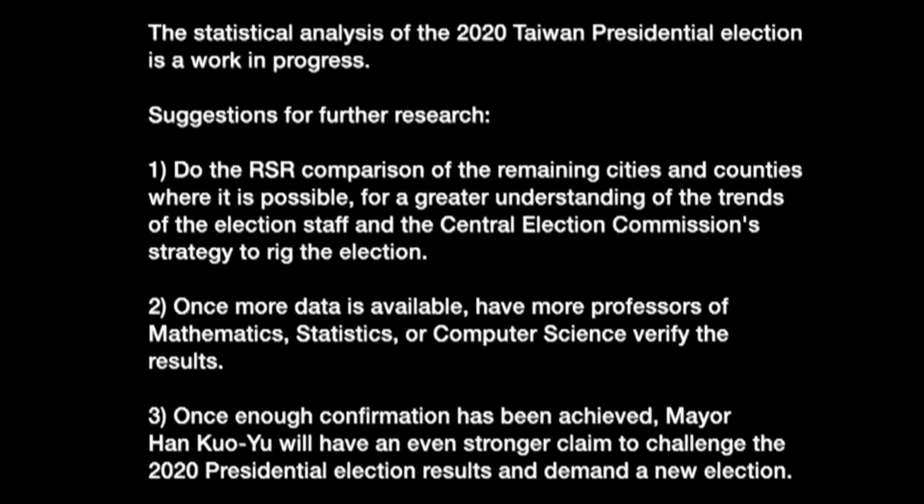Do the RSR comparison of remaining cities and counties where it is possible for a greater understanding of the trends of the election staff and the Central Election Commission's strategy to rig the election. Number 2. Once more data is available, have more professors of mathematics, statistics, or computer science verify the results. Number 3. Once enough confirmation has been achieved, Mayor Han Kuo-yu will have an even stronger claim to challenge the 2020 presidential election results and demand a new election.